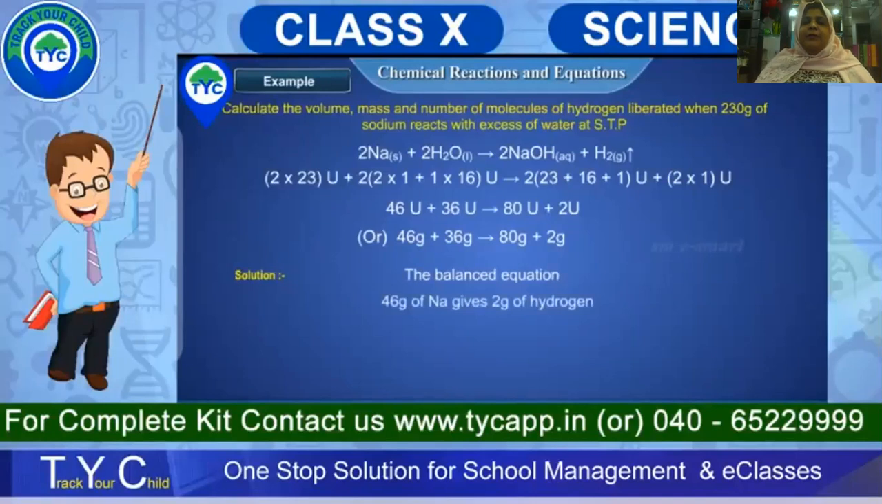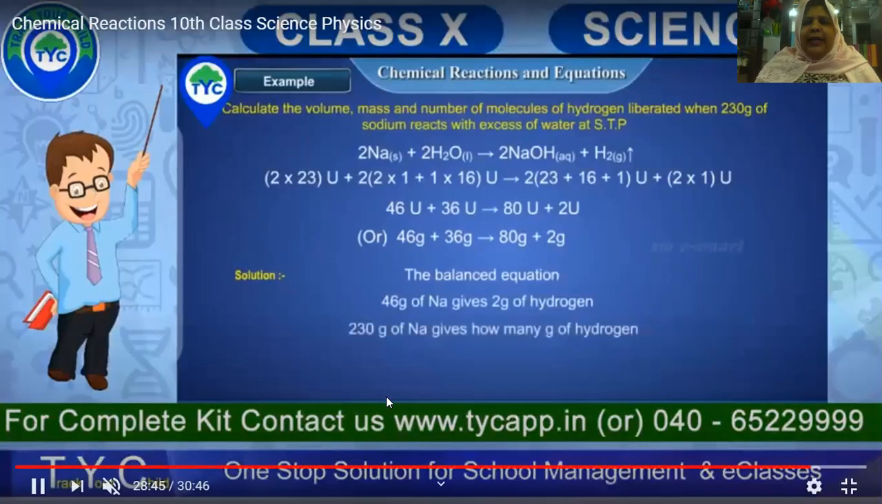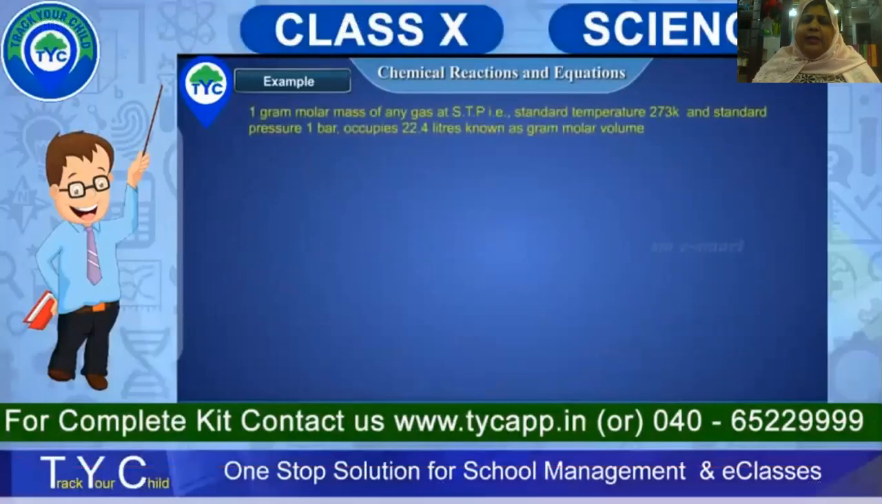So 46 grams of sodium gives 2 grams of hydrogen. So 230 grams of sodium gives how many grams of hydrogen? A simple equation. Now you can even change these numbers and see how much is required. So these are the simple equations given in your textbook. Solve all those equations, and they are very simple. Using these equations, you will be able to solve these problems. You can score 10% marks.